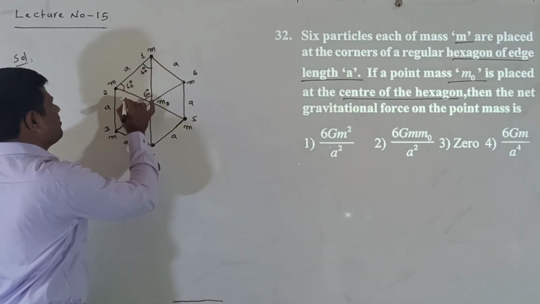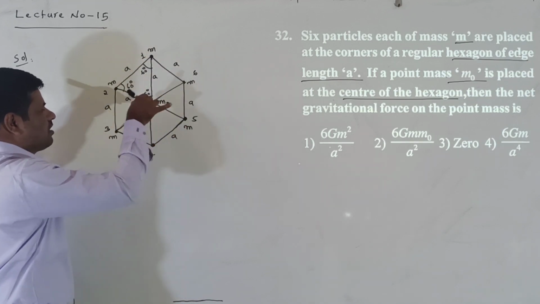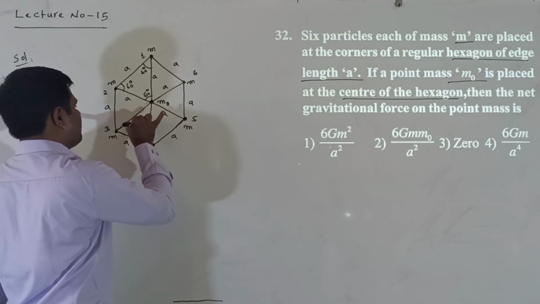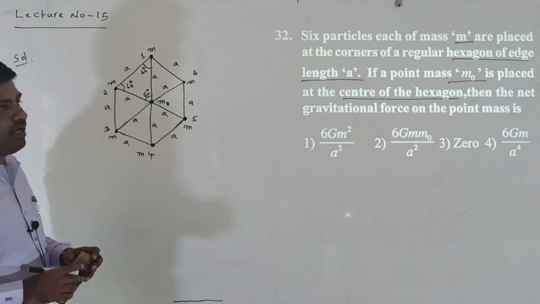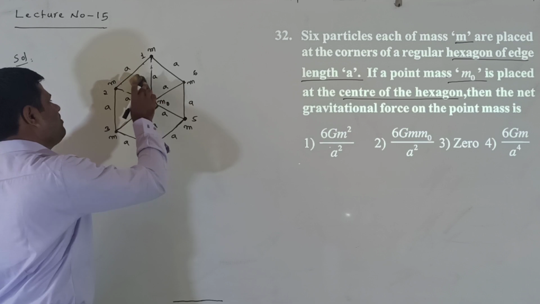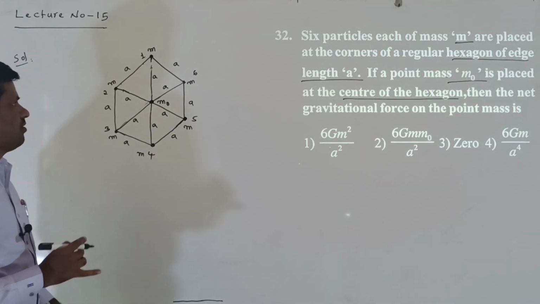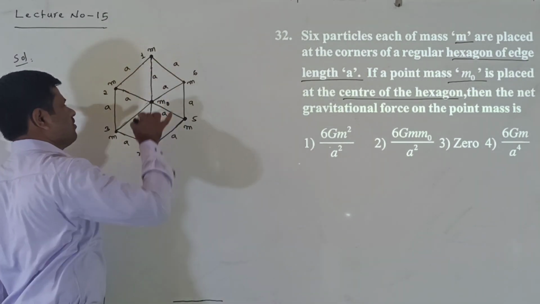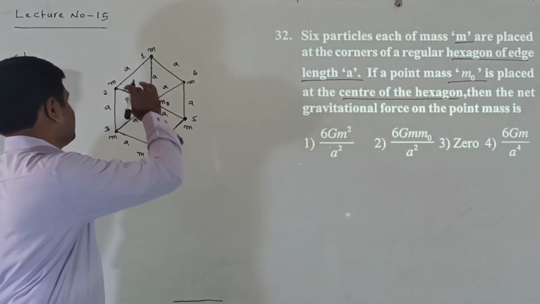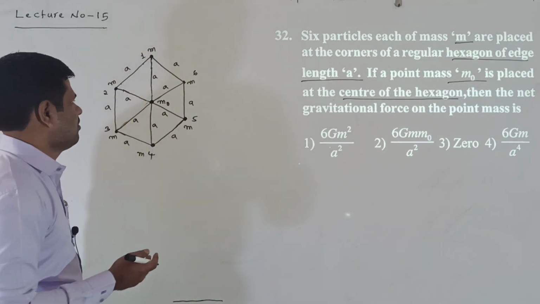So if this is A, this is also A, this is also A. Similarly, all of these are equilateral triangles, so all sides we are getting here are A. Okay, clear this one. Now, this is an equilateral triangle because the angle is 60. It is a regular hexagon, so every angle is 60. Here all sides are equal, so this side is A, this side also A, this side also A. Similarly, in all the triangles all sides are equal.